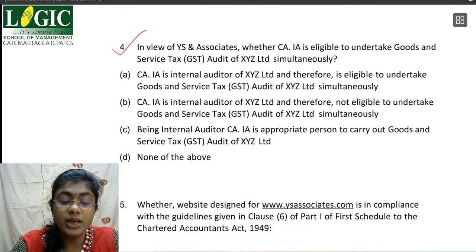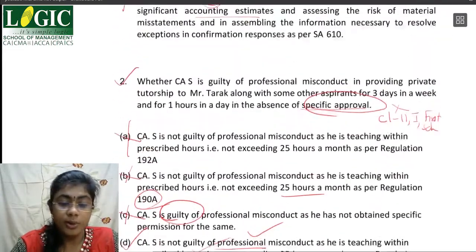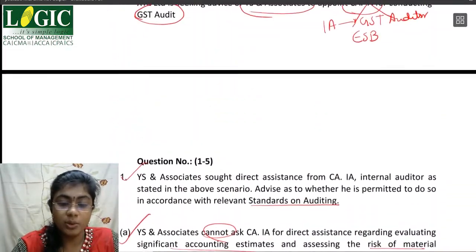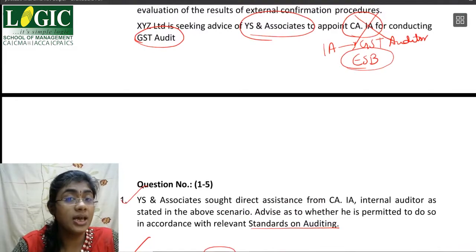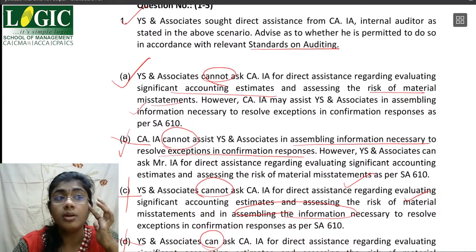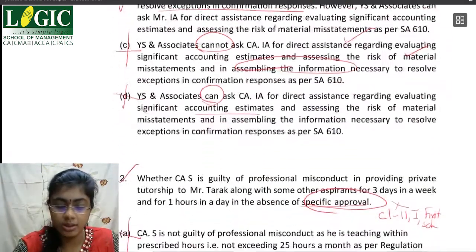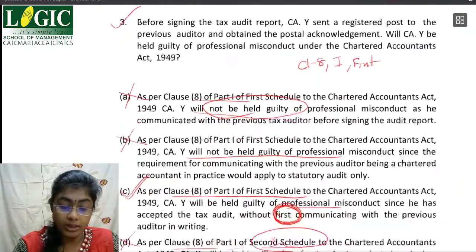In view of YS and Associates, whether CAIA is eligible to undertake GST audit of XYZ Limited simultaneously. You remember when we discussed, we said no. As per ESB Ethical Standard Board decision, internal auditor cannot be appointed as GST auditor because it will affect the independence. It's like you have a substantial interest. So it's not valid.